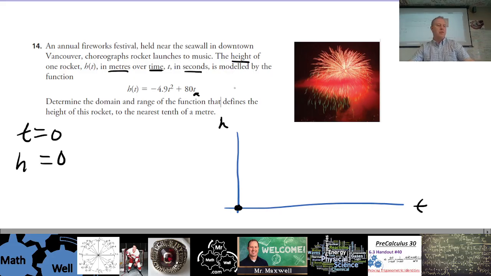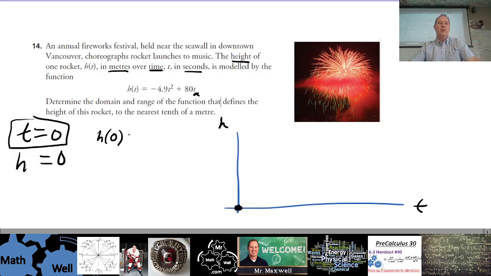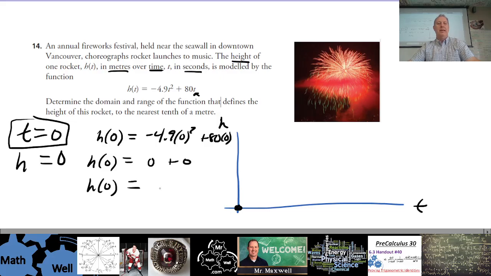Now, the question I first asked was, where is the rocket at time 0 when this whole situation begins to unfold? And the answer is at h equals 0, because when you put t equals 0 into the equation, you have h, where t is 0, is negative 4.9 times 0 squared plus 80 times 0, which h evaluated at time of 0, that's what that means, h of 0 is 0 plus 0. So h of 0 is 0.